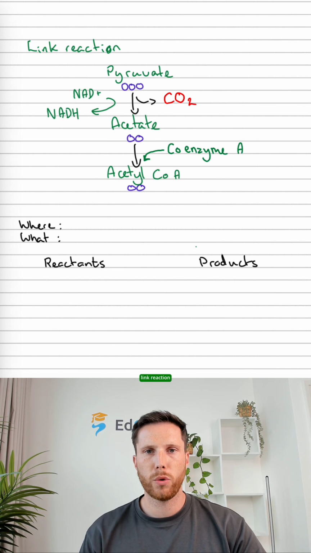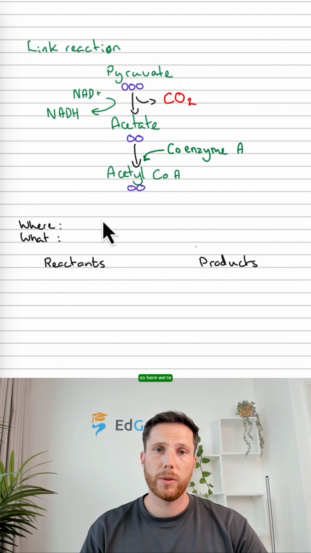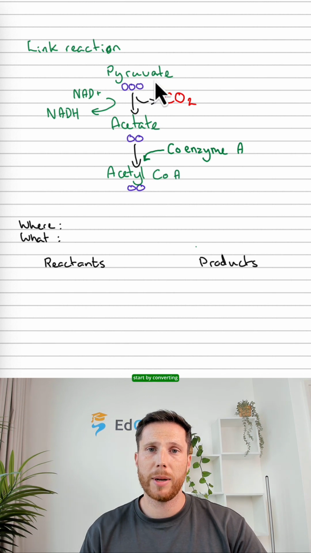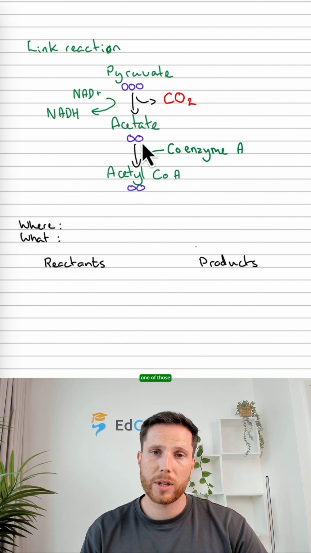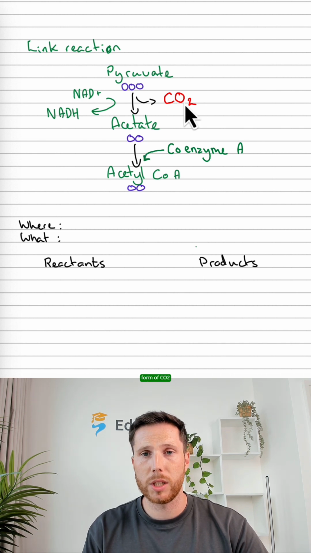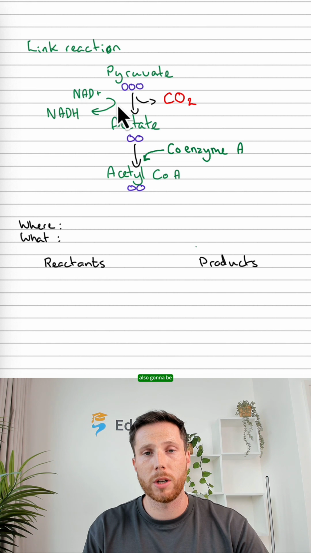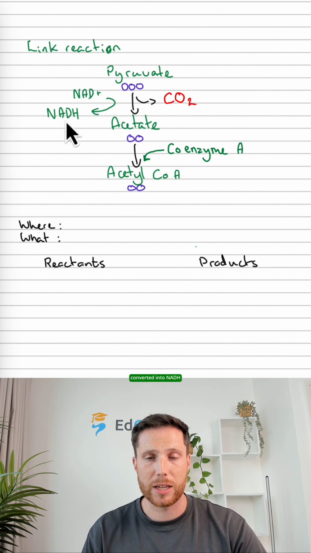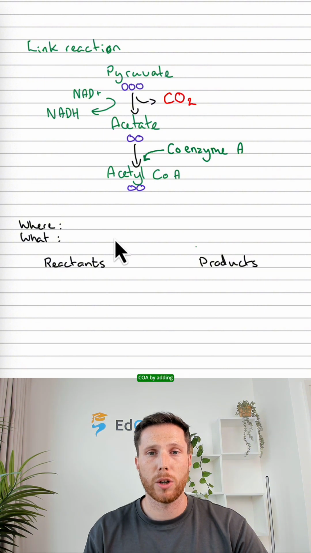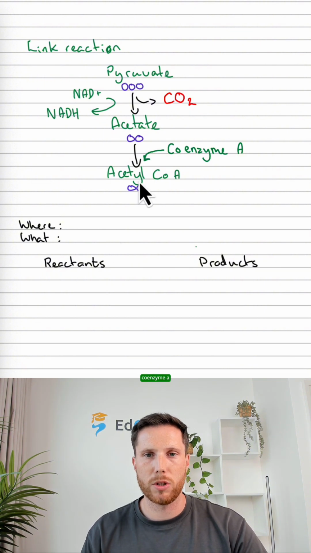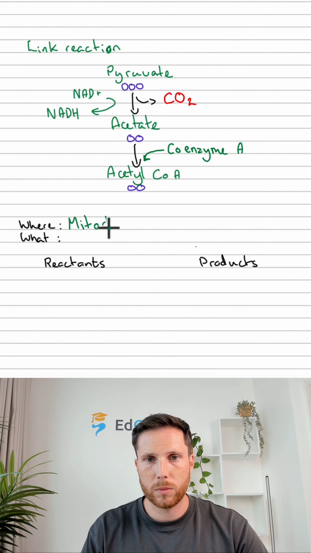Next up, we have the link reaction. So this is a small reaction which happens just after glycolysis. So here we're going to take our pyruvate and we're going to start by converting it into a 2-carbon molecule called acetate. Now, one of those carbons is going to be released in the form of CO2, which is a waste product. And as we do this, an NAD+ is also going to be converted into NADH. We're then going to take our acetate and convert it into something called acetyl-CoA by adding coenzyme A to it.